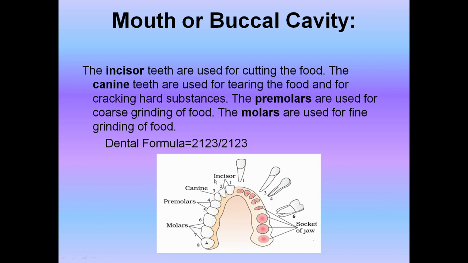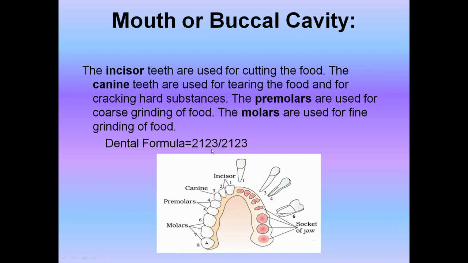Now comes the dental formula. The dental formula is calculated by visualizing the half jaw. You can see we have two incisors, one canine, and two premolars. The fourth and fifth teeth are premolars. Then the sixth, seventh, and eighth are molars. These are the three numbers.